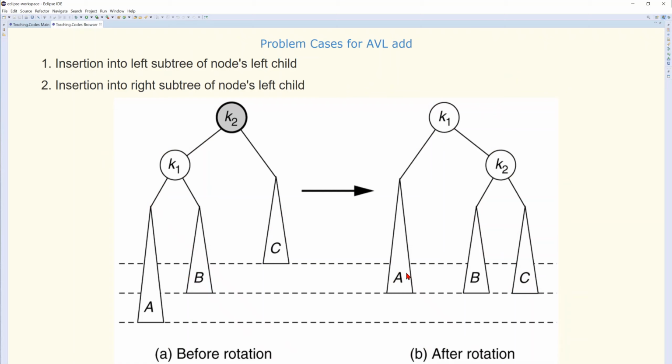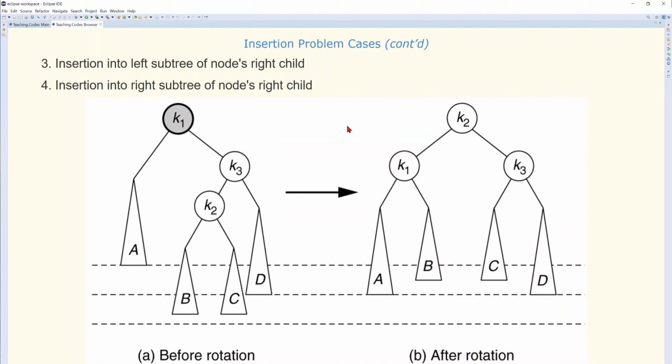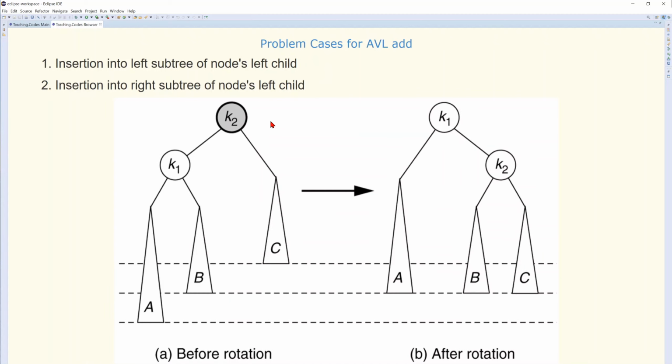If we look at the problem from a more generic perspective, there are actually 4 different cases for an imbalanced tree. An imbalance might have occurred due to one of these 4 cases. In this slide, we have 2. In the next slide, we will have 2 more. So let's look at these. Let's first look at 1, then we'll go with the others.